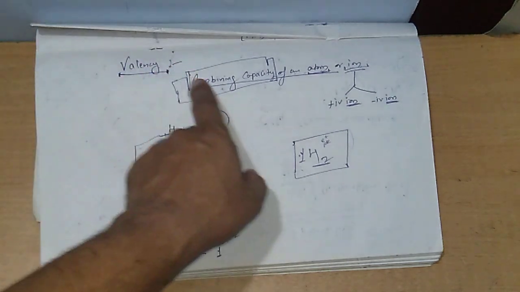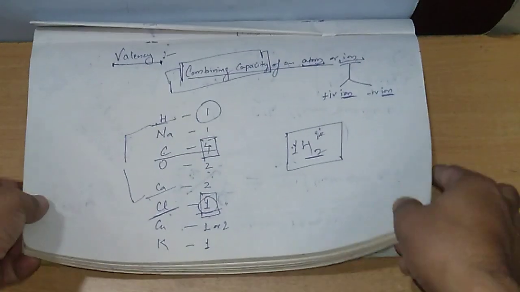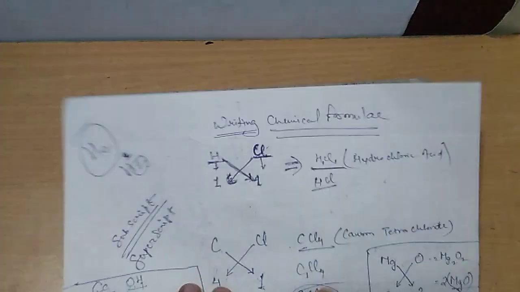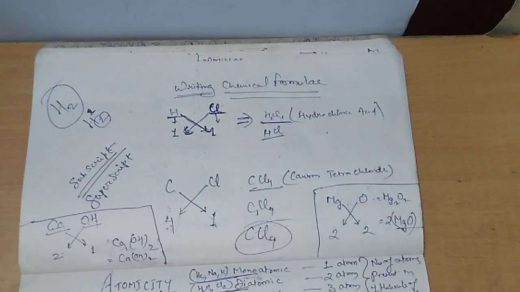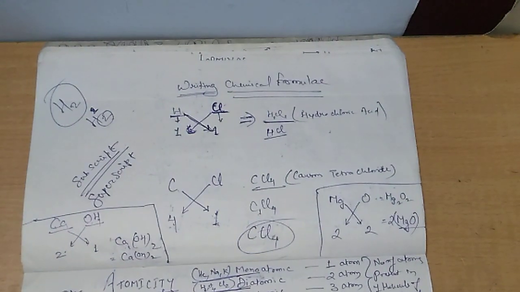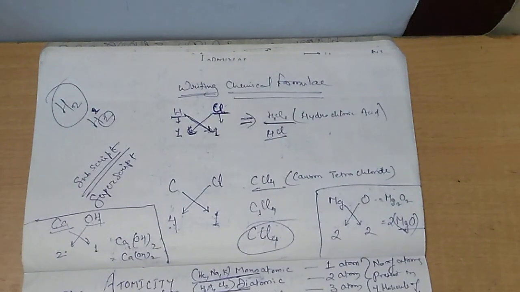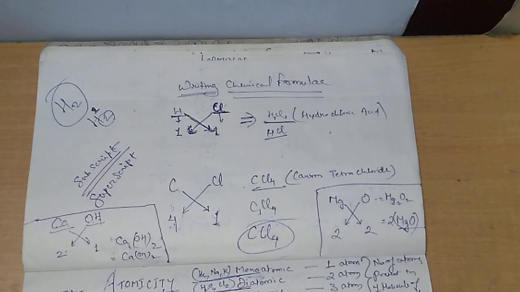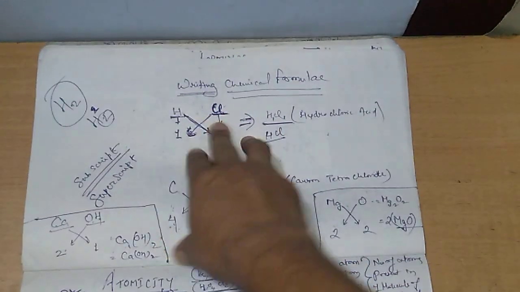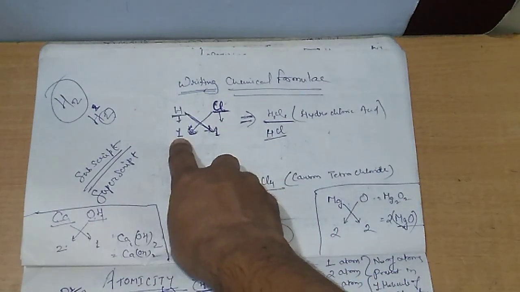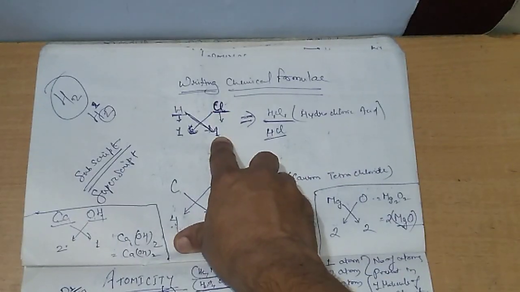So what are valencies? Valencies are the combining capacity of an atom or ion of an element, clear? Now how can we write the formula? It is a very simple way. First of all we need to know the valencies and the atomic numbers, and after that the valency of each and every element present. For example, hydrogen has one valency, chlorine has two valency, clear.